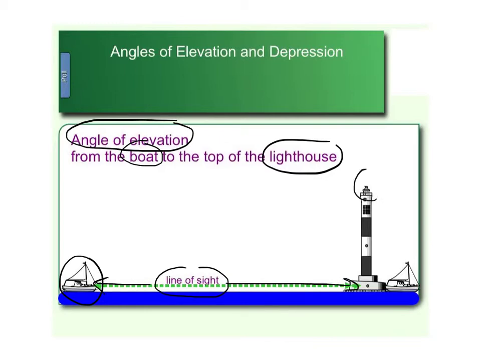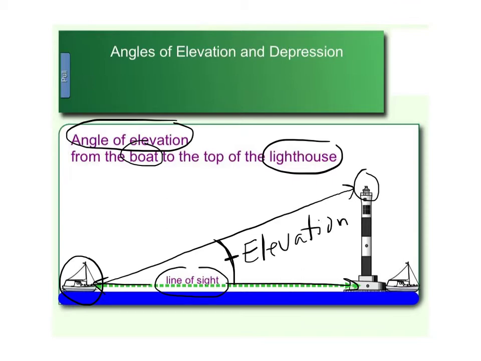Well, now if you look at the top of the lighthouse, what you do is draw a line to the top of the lighthouse. What you created now is this angle, which is considered your angle of elevation. So remember, angle of elevation is from your horizontal line of sight to looking up at something creates an angle of elevation.